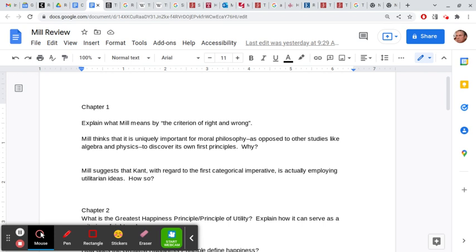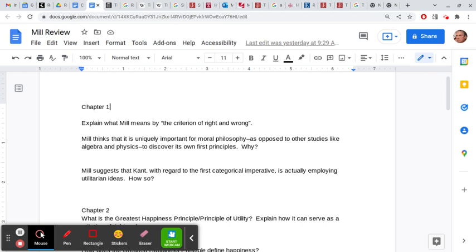Chapter 1, which is a preliminary chapter: explain what Mill means by the criterion of right and wrong. I think that is a pretty basic thing to understand as he's presenting this whole, not just this chapter, but the whole book. The criterion of right and wrong, what else does he call it? The summum bonum, the foundation of morality.